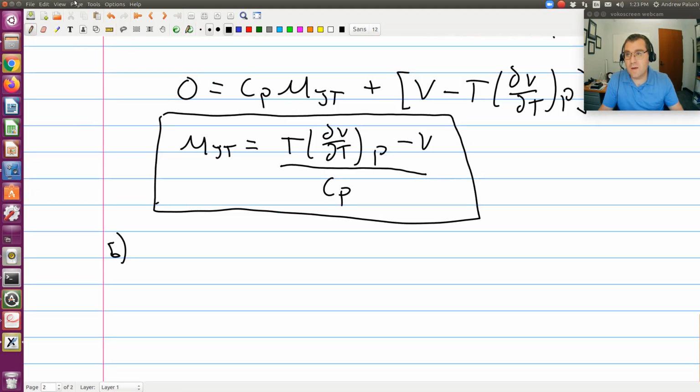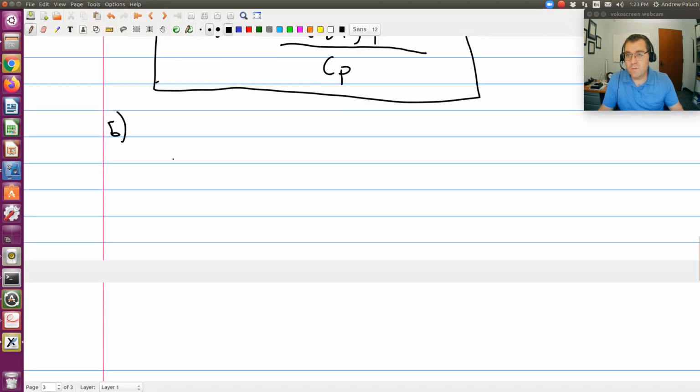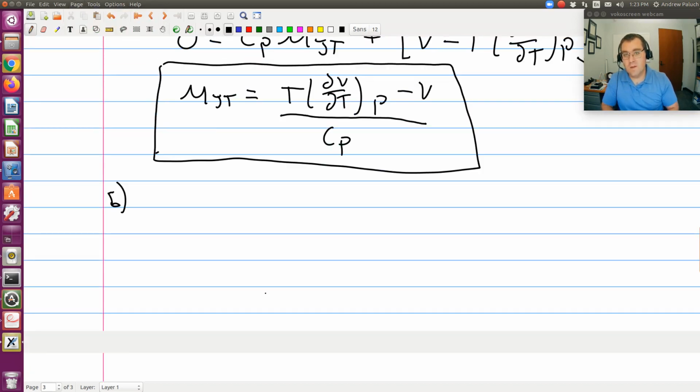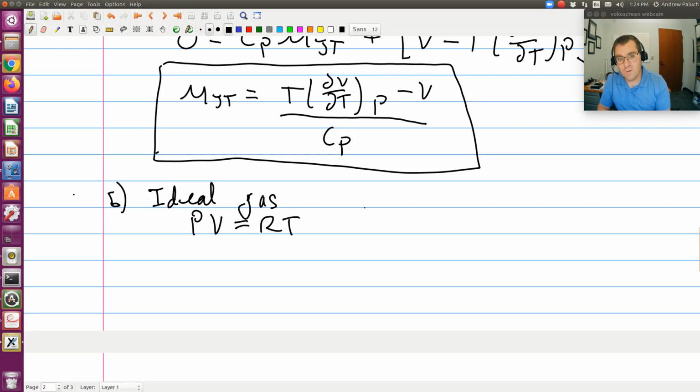Let me add a new page after, but let's start here. Let's consider the case first of an ideal gas. An ideal gas is characterized by the ideal gas equation of state, so PV is equal to RT. Let's look at this term. Solving for V, V is equal to RT over P.